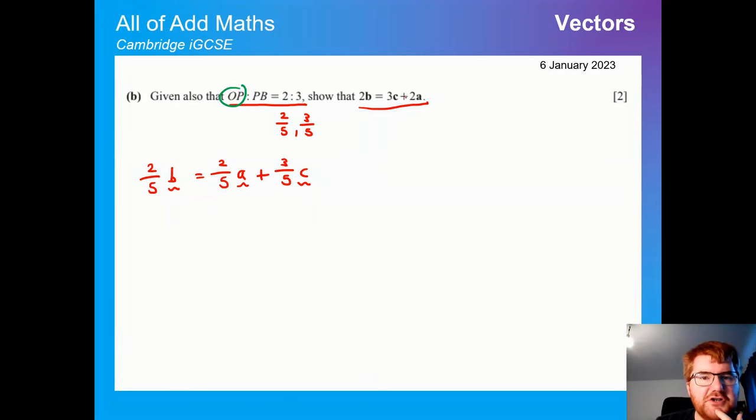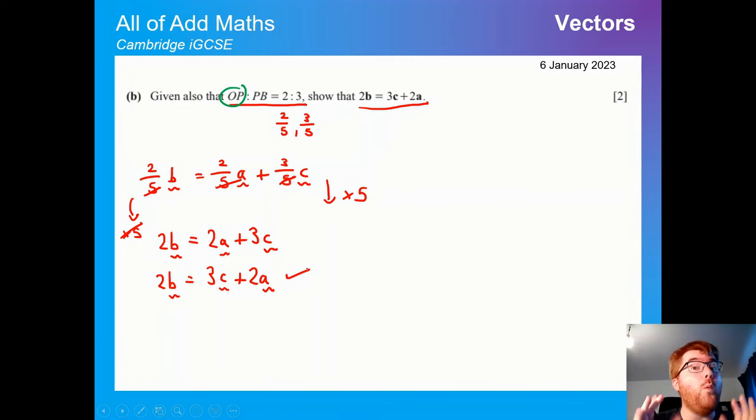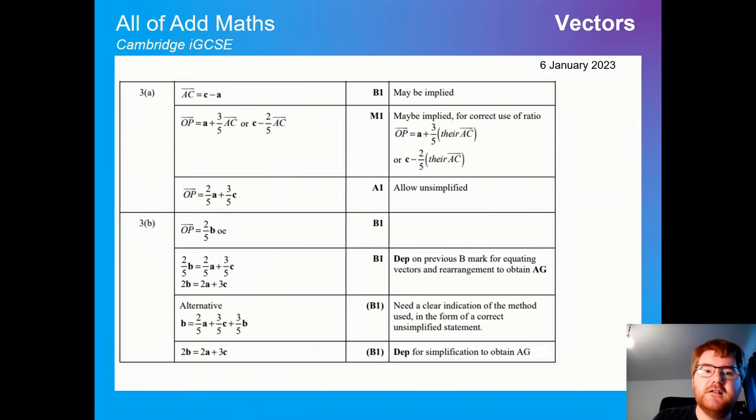At this point, we want to achieve this equation here. We can do this really easily by just multiplying by 5 on both sides. If I do this, this cancels, so we're left with just 2b. By multiplying both of these expressions by 5, the 5s cancel, leaving us with 2a and 3c. To make it look exactly like I want here, I'm just going to switch around the a and c to give me 3c plus 2a. And I get exactly what the examiner wants here. So you can check your answers and see where I pick up those B marks and M marks, as well as the accuracy marks at the end of the question.